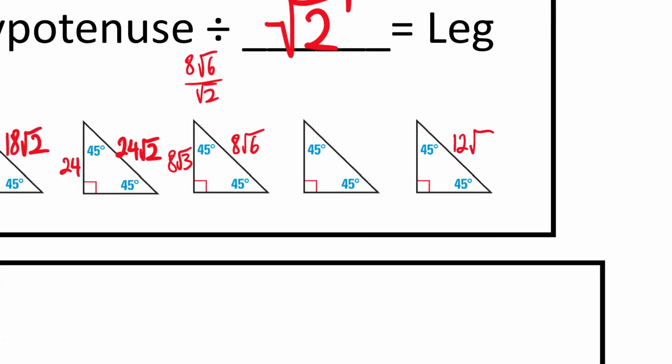Okay, let's say this is 12 square root of 12. What's it going to be? Yep, 12 square root of 6. When you take 12 square root of 12, divided by square root of 2, this 2 goes into the 12 6 times, sorry. 12 square root of 6.